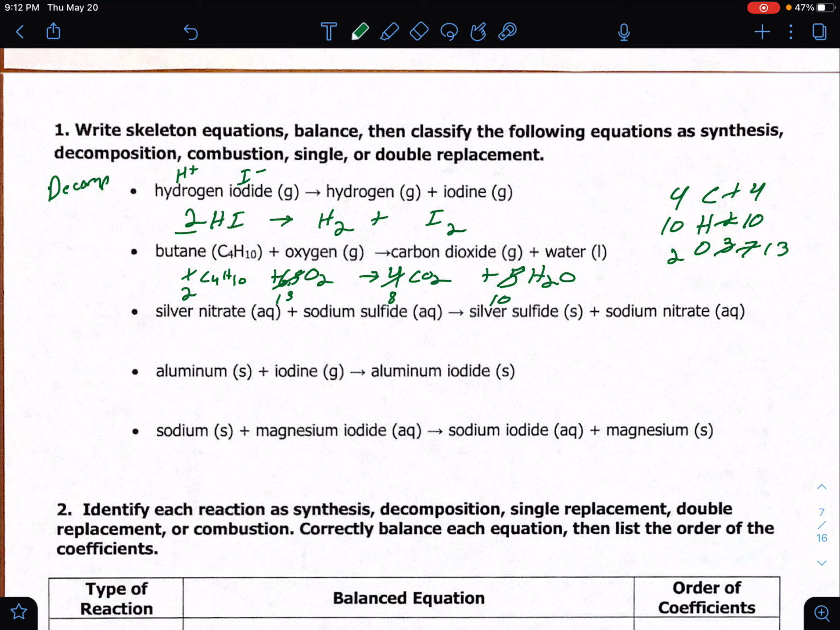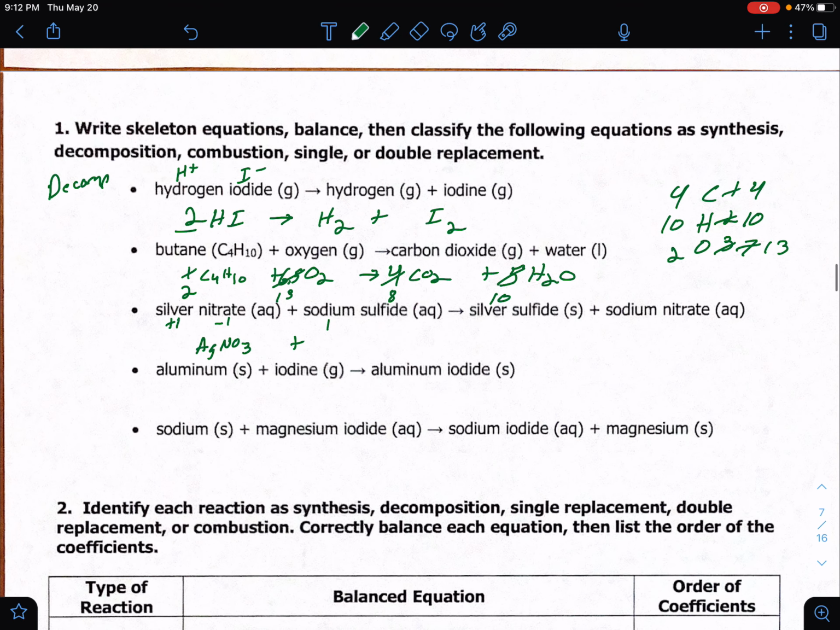Silver nitrate. Okay, so silver is +1. Nitrate is -1. So this would just be AgNO3 plus sodium sulfide. So sodium is +1. Sulfur is actually going to be a -2. Okay, so I'm going to need 2 sodium, so this would be Na2S. Then silver sulfide, so +1, -2. So a correct form of this would be Ag2S. Plus sodium nitrate, so sodium is +1, nitrate is -1. So this would just be NaNO3.